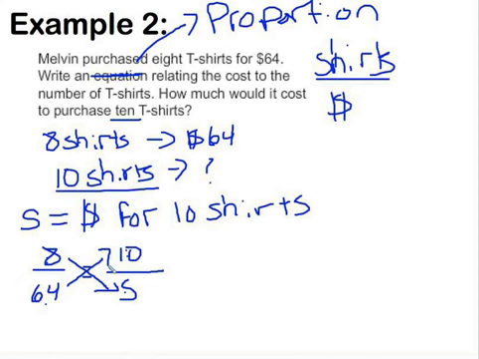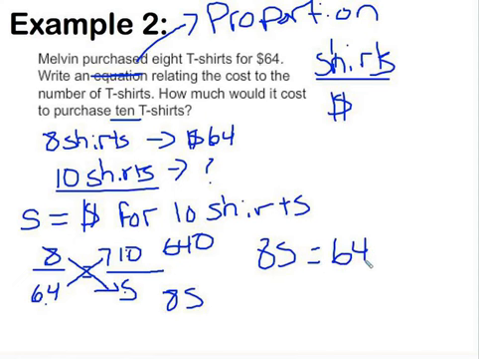I'm going to get that 64 times 10 is 640. I hope you didn't pull out your calculator for that. That's too easy to use a calculator for. And 8 times S is going to be 8S. So in order for these two proportions to be equal to each other, 8S has to be equal to 640.